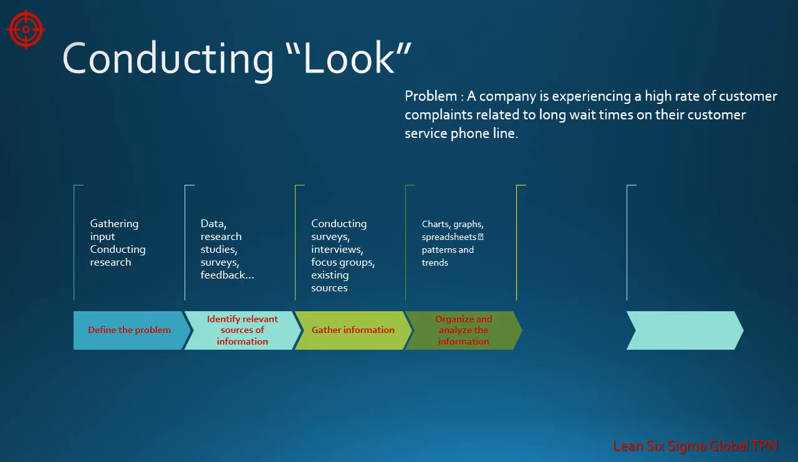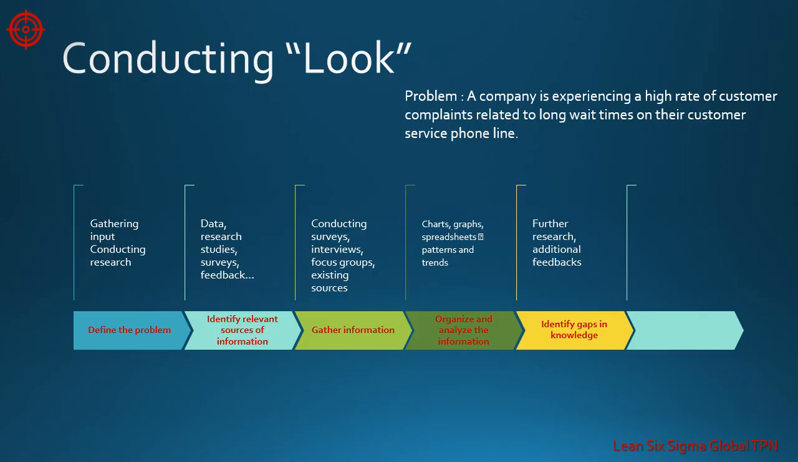Analyze the information to identify patterns and trends related to long wait times on the customer service phone line. Okay, and next, as you review the information, identify areas where additional information is needed to better understand the problem or challenge. This may involve conducting further research or gathering additional feedback from stakeholders.